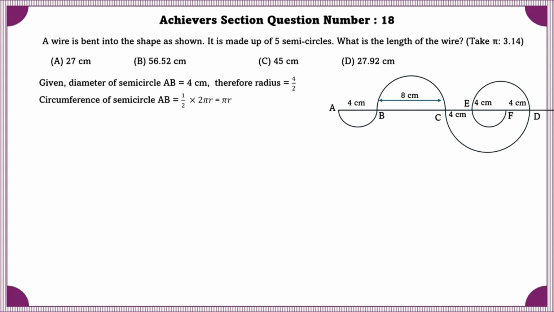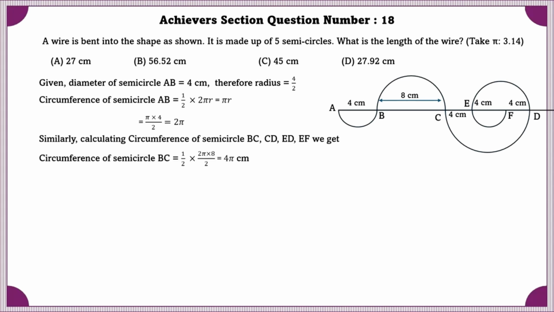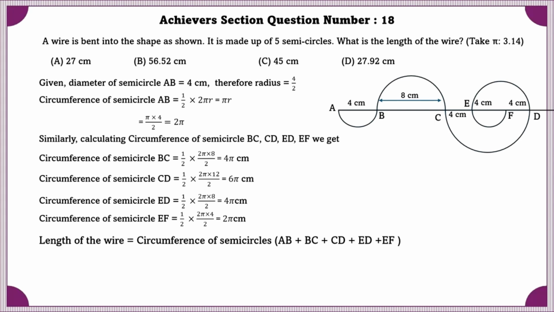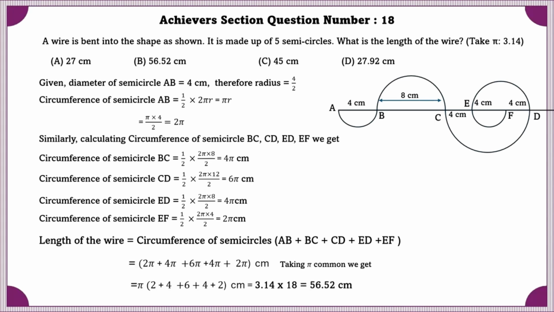Circumference of the semicircle AB is equal to 1 by 2 into 2 pi r, which is equal to pi r. Simplifying, we will get circumference of semicircle AB as 2 pi. Similarly, calculating circumference of semicircle BC, we'll get 4 pi centimeter. For CD, we'll get 6 pi centimeter. For ED, we'll get 4 pi centimeter. EF will get 2 pi centimeters. Length of wire is equal to circumference of the semicircles, which is equal to 56.52 centimeters.